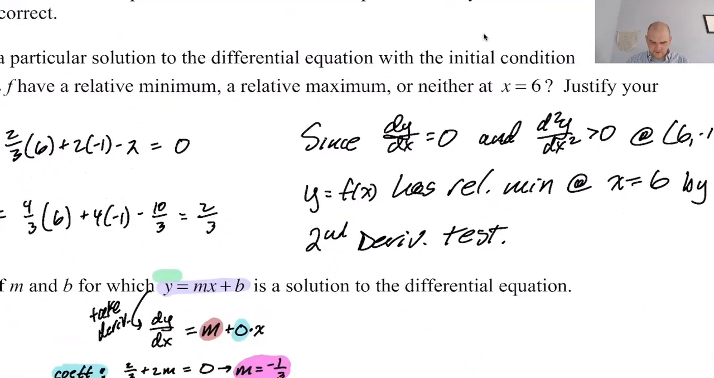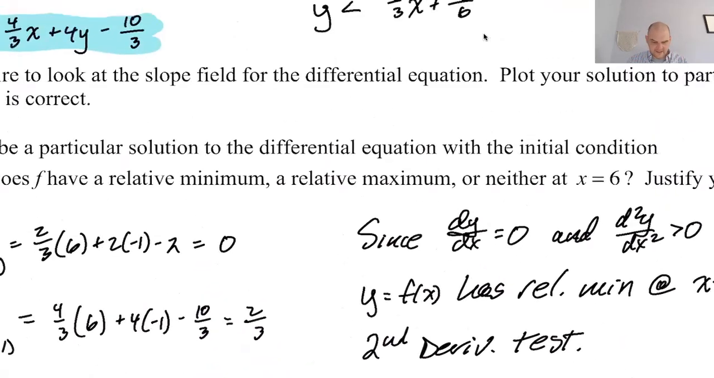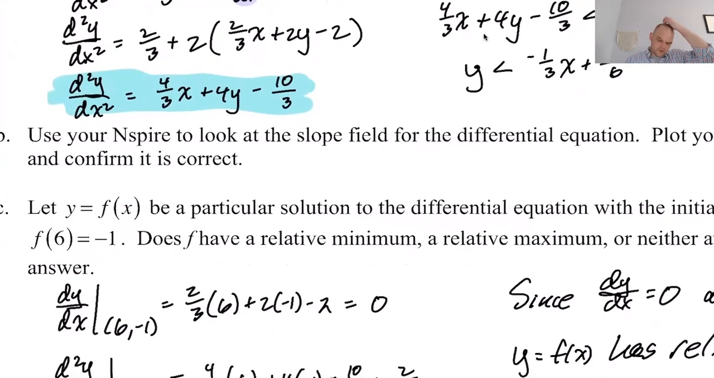The other way to do this problem is to say, if y equals mx plus b, then the second derivative should be equal to 0. Now, we already found the second derivative, so I'm just going to go up and get it so that I don't have to do that. Oh, crashed it. Going back. Okay, so I don't have to do it again. So it's 4/3 x plus 4y minus 10/3.